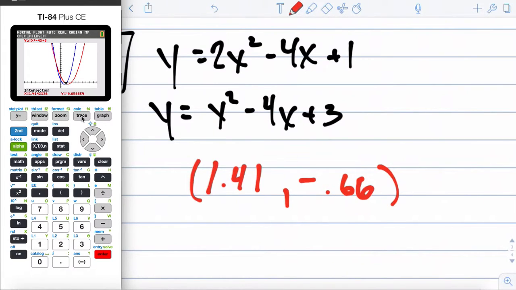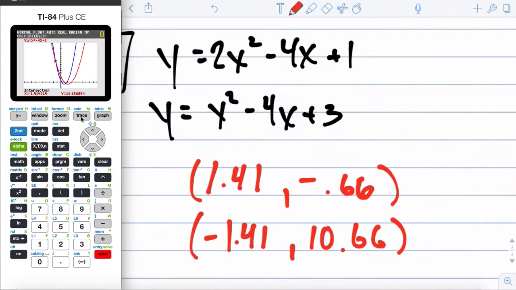Okay, and then I want to do the same thing again. Second trace, option 5. Except I want to move all the way over. I'm on the blue curve, hit enter. I'm on the red curve, hit enter, and I want to guess over there. And there's my other one. It is negative 1.41 and 10.66. Those are your solutions for those graphically. 15 and 17 ask for the same thing. We'll pick up with those on the next set.